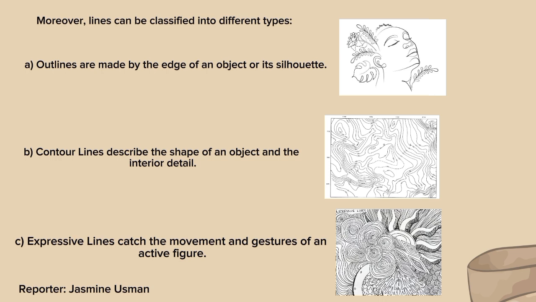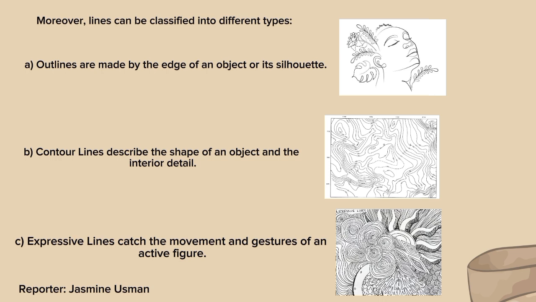In artistic practice, contour lines are important for creating depth and dimensionality, allowing artists to depict the volume and shape of subjects with accuracy and precision. The next one is the expressive lines. Expressive lines catch the movement and gestures of an active figure.